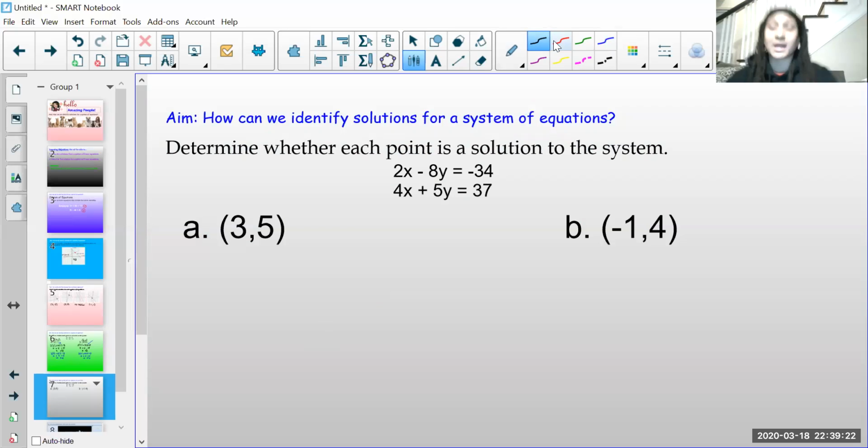So which one did you guys think it was? Do you think A works? Do you think B works? Do you think both works? Let's find out. We have x comma y.